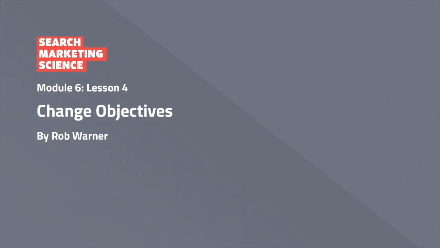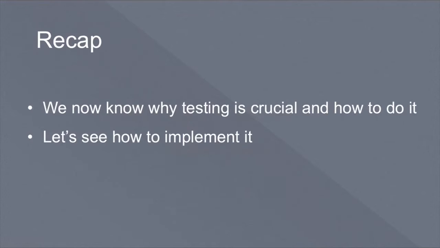Welcome to lesson 4 of module 6, where we're going to talk about the objectives we have when we make changes to an AdWords account. So just a quick recap, the last session we looked at why testing is crucial and how to do it. We introduced a whole range of new vocabulary. We talked about goal horizons, which is where we want to get to. We talked about goal origins, which is where we are now, and our goal trajectory, which is our route map to getting to our goal horizon from our origin.